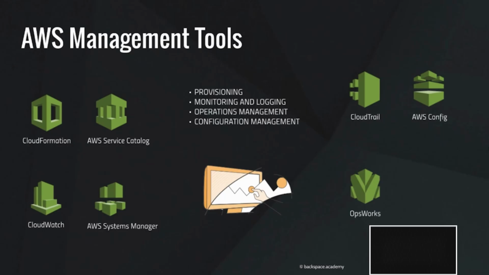AWS OpsWorks provides managed instances of Chef and Puppet. Chef and Puppet can be used to configure and automate the deployment of AWS resources. AWS Trusted Advisor is an online expert system that can analyze your AWS account and the resources inside it, and then advise you on how to achieve high security and best performance from those resources.